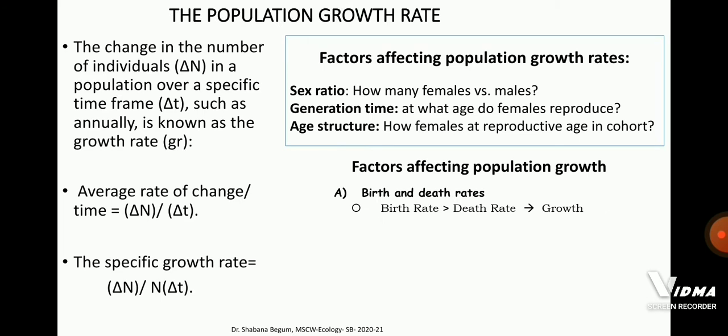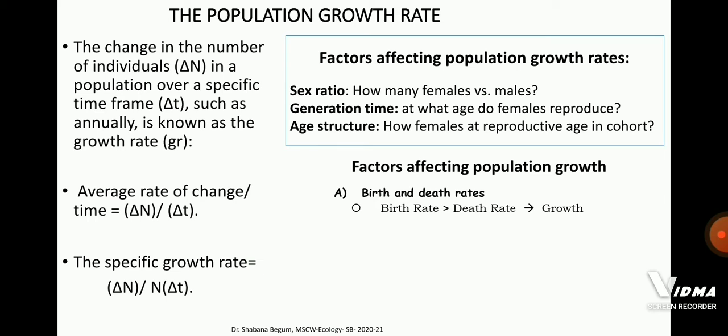Here is a slide which will give you information about the population growth rate. The change in the number of individuals, that is delta N, in a population over a specific time frame, that is delta T, such as annually, is known as the growth rate. So the average rate of change is equal to delta N by delta T.